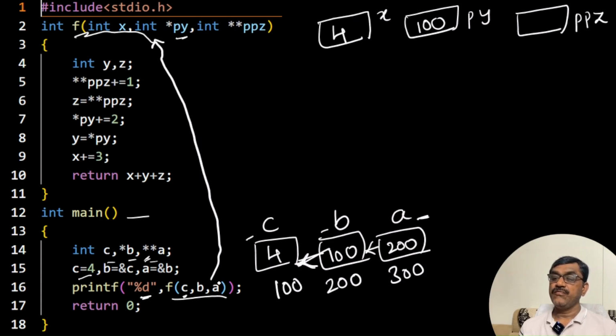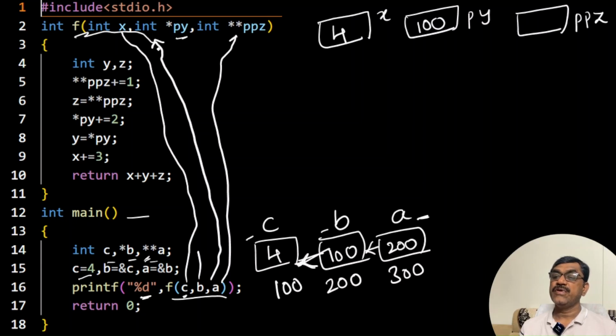Next, we are sending the c value to x, the b value to py, and the a value to ppz. Now ppz, what is the value of ppz? In the main, a is a pointer to pointer. We are sending the value of the pointer to pointer. To receive this pointer to pointer value, here we have ppz. Now the value of ppz here is 200.